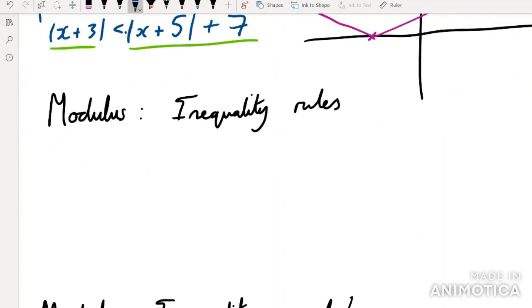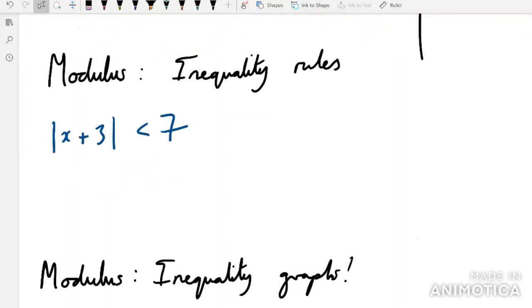What you can do on the simpler ones is, let's say we've got mod(x plus 3) is less than 7. Effectively, it's very similar to solving the equals. You can just get rid of the modulus, and you need a plus or minus, but you need to be very aware of what happens to the rules. So it's x plus 3 is less than 7, and x plus 3 is greater than minus 7. So make sure you flip the inequality for the minus version.